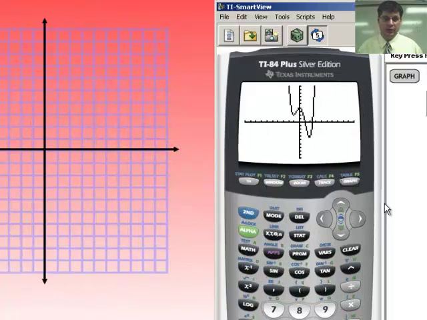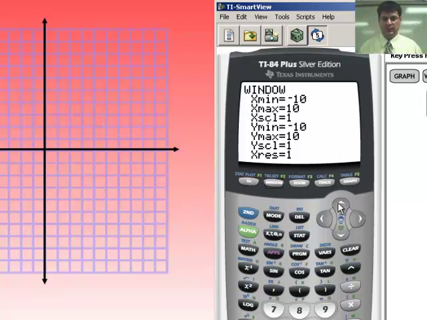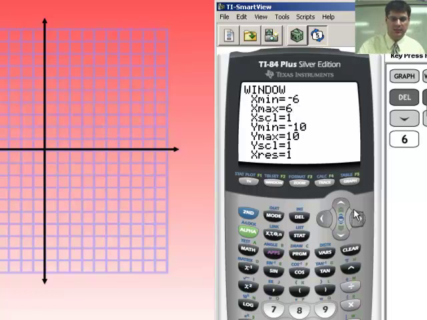I have a pretty good window as far as seeing the graph, but I do have a lot of extra space on the left and right, so I'm going to change my window a bit so I can get a better view. I don't need so much on the x minimum, so instead of negative 10, I'll make that negative 6, and on my x max, instead of 10, I'll make that positive 6, and we'll graph it that way.